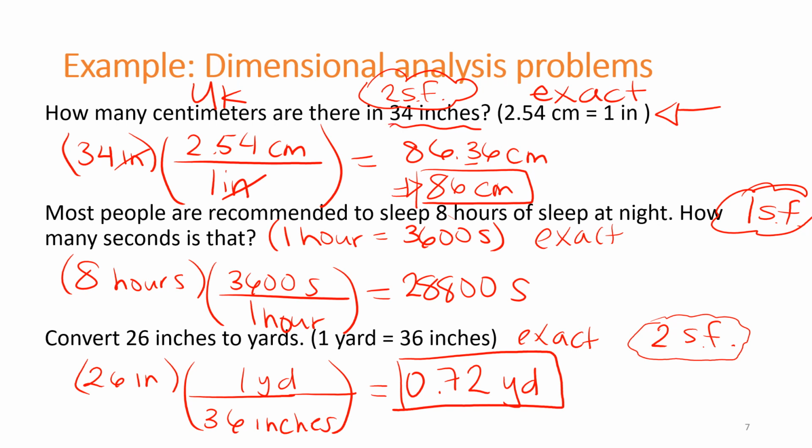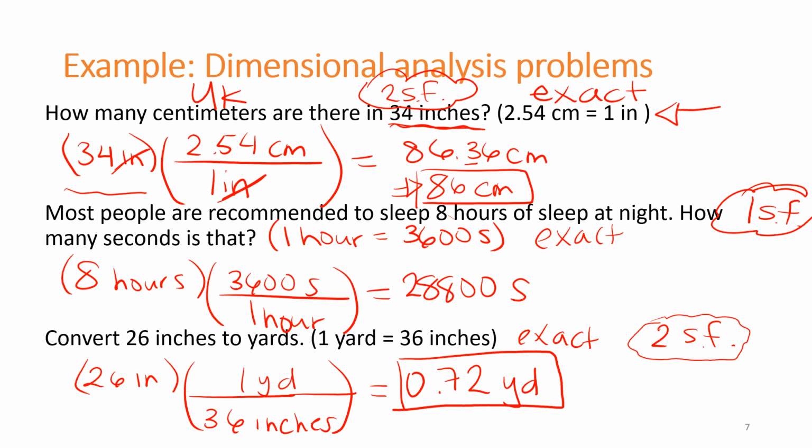What we're given is a value with 2 sig figs, so our final answer will have 2 sig figs. You write out what you're given, and then you set it up so that your unit cancels out. We have our inches cancel out, and then we have centimeters being our desired unit. We end up getting 86.36 centimeters. Now we only want 2 sig figs, so we have to round. We look at that 3 right there. Because that's less than 5, we round down, and our final answer is 86 centimeters.